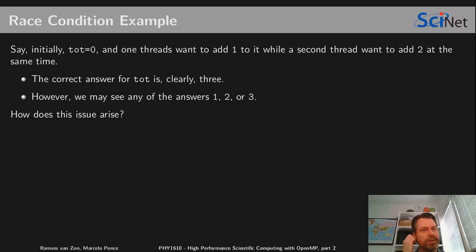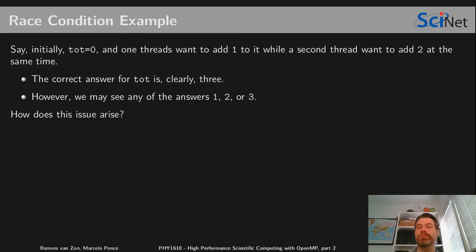Suppose that we look at an even simpler case. We have one variable, tot, which starts off at 0, and then one thread wants to add 1, and the second thread wants to add 2, and those are the only two threads. We want to do it at the same time. The correct answer is 3, because we add 1 and 2. However, it's possible in a parallel code to see any of the answers 1, 2, 3 if we just let the threads update tot as they see fit.